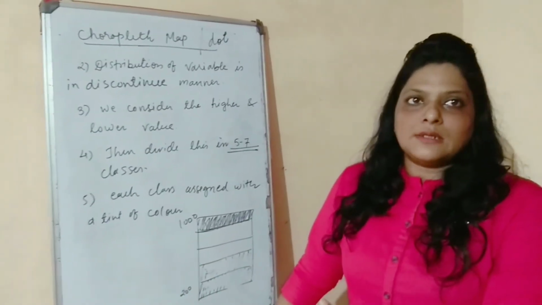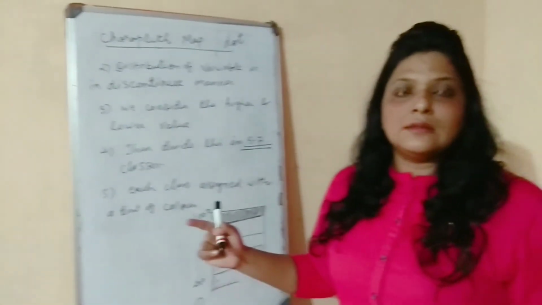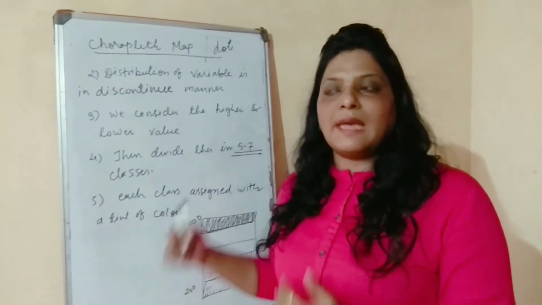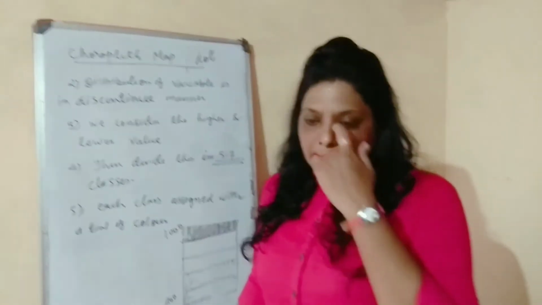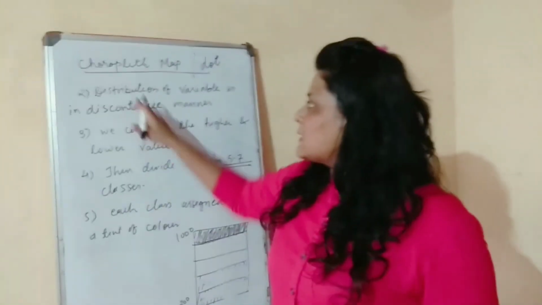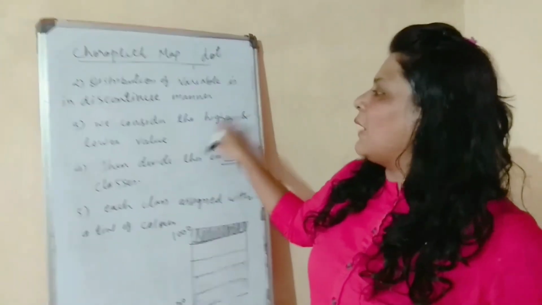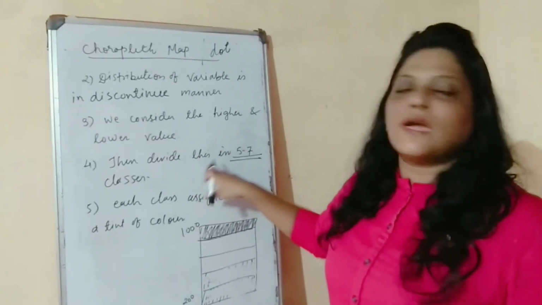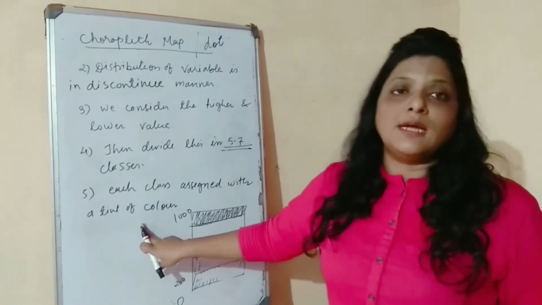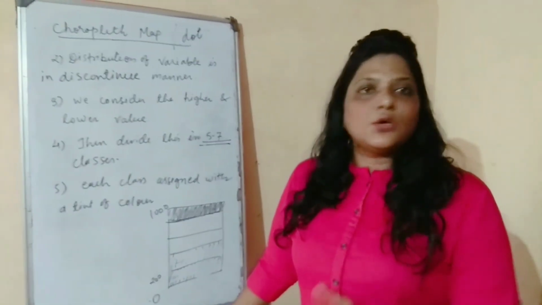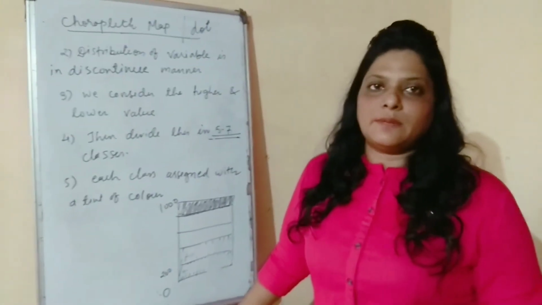Number one, the data is collected by some process, that means there are many processes, for example, measurement, surveying. Next, the distribution of the variable is in a discontinuous manner. Then we consider the higher value and the lower value. Then it is divided into 5 to 7 classes. Then each class is assigned a tint of color. This is all about the choropleth map. Now we are going to see the next one.